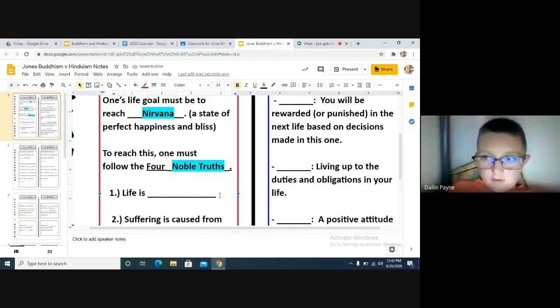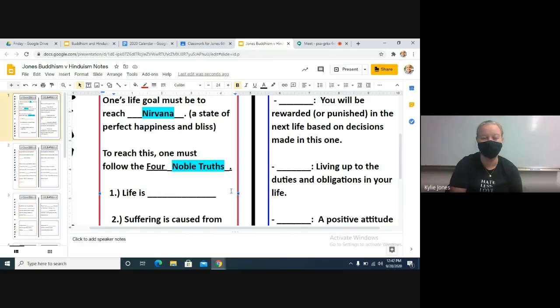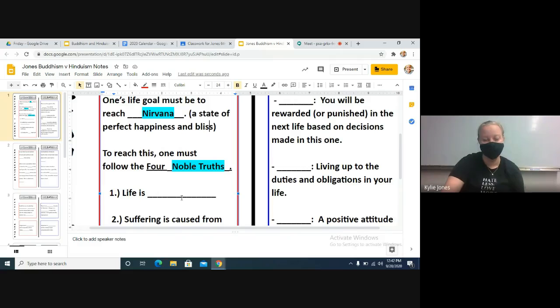Okay, those... Miss Jones, the other day my mom went to the new Hobby Lobby in Flagstaff. Was she in a state of perfect happiness? Nirvana? She was there for quite a while, is what she told me. Probably. Hobby Lobby is pretty cool. There's a lot of things there.